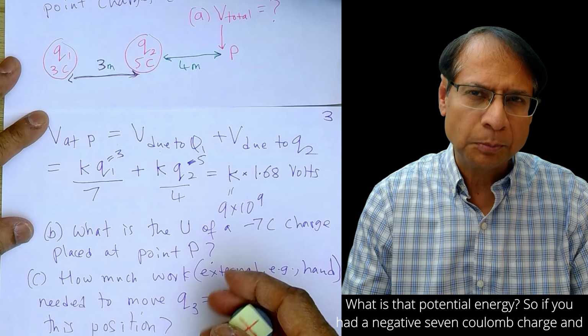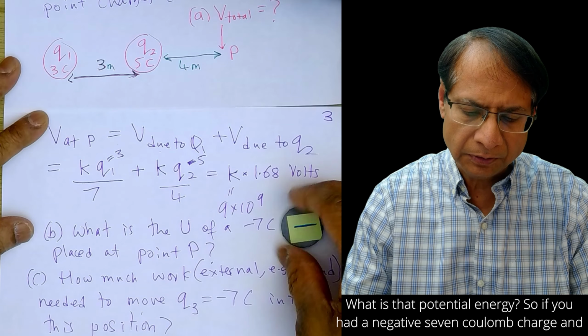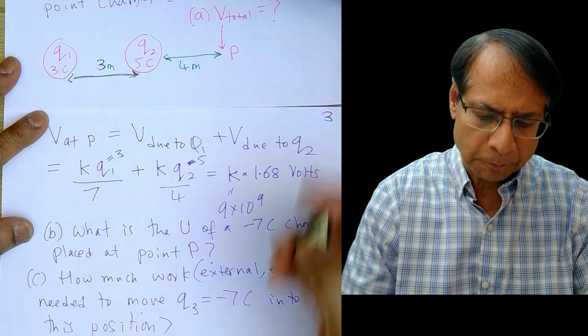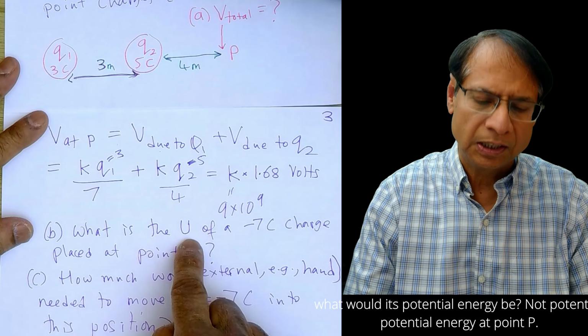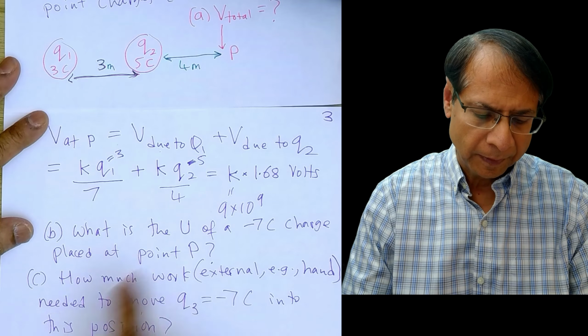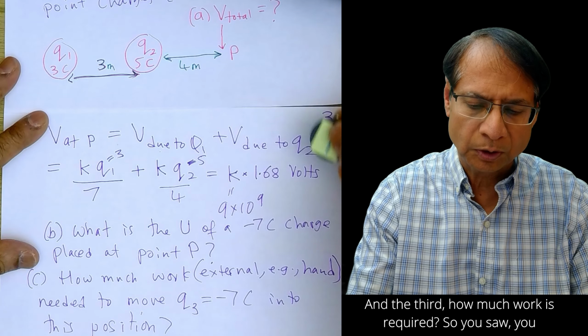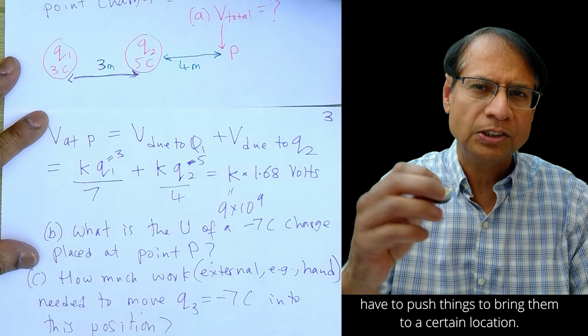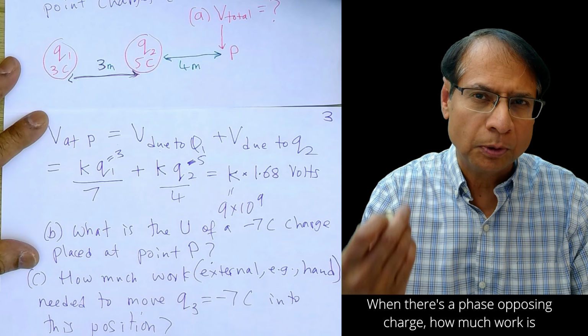What is that potential energy? So if you had a negative 7 coulomb charge and you brought that all the way to point P, what would its potential energy be? Not potential, potential energy at point P. And third, how much work is required? So you saw you have to push things to bring them to a certain location when there's a like-charge opposing.